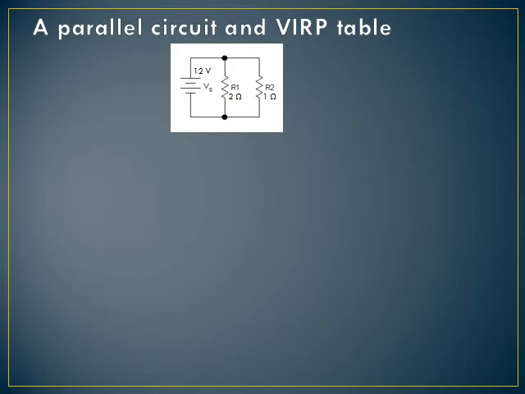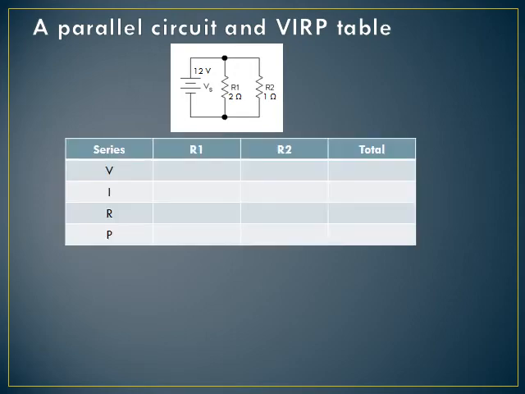Okay, so let's see what it looks like to make a VIRP table for a parallel circuit. You'll see a circuit diagram there with a 12-volt battery and 2 resistors in parallel, a 2 ohm resistor and a 1 ohm resistor. When you make your VIRP table, you're going to have 3 columns, one for each resistor and also one for the total values for the whole circuit. The first things I would put in there are the values straight from the circuit diagram. So I'll put in resistor 1 value and resistor 2 value and a total voltage value for the circuit.